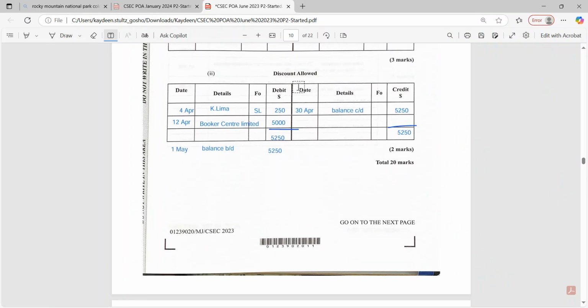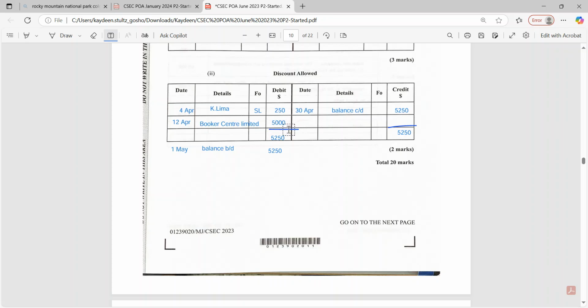When you allow discount, you debit the discount allowed column because the discount allowed is an expense. So on the 4th of April, K Lima got a discount. K Lima is a customer, so it's found in our sales ledger and it's $250. So 12th of April, Booker Center Limited got a discount of $5,000.